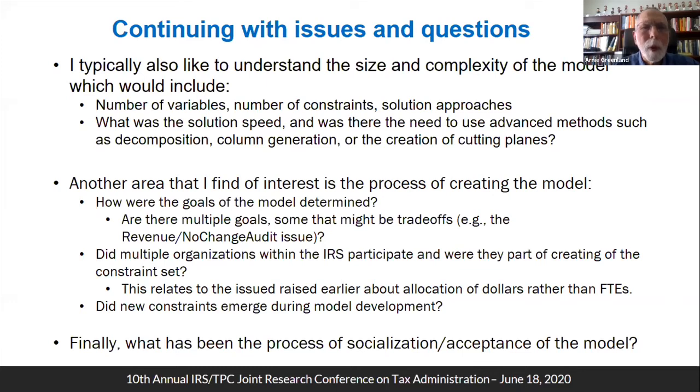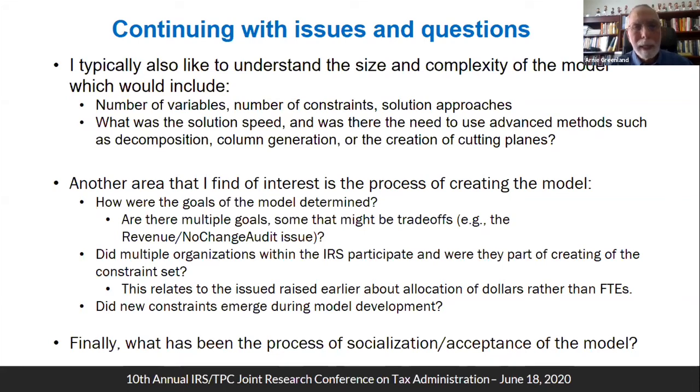The goals of the model, how were they determined? Were different organizations part of this process? And were they part of setting the constraints? Because typically constraints change over time.